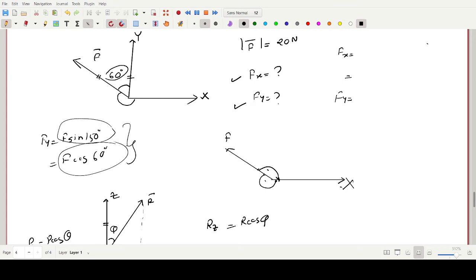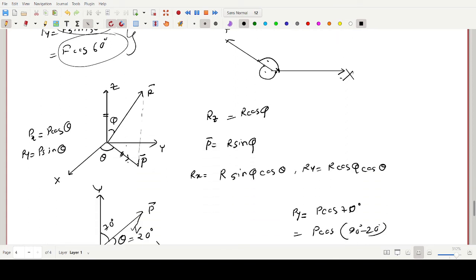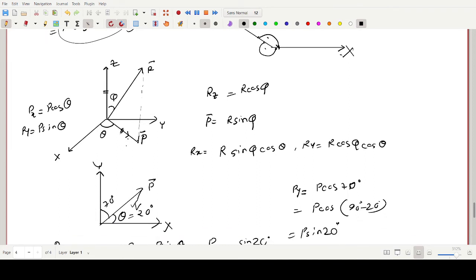So this is resolving vectors into components in 2D. We can also resolve vectors into components in 3D. Let's say we have a vector r like this in 3D, which makes an angle phi with the positive z-axis. So rz, the component of r along z, will be r cos phi.